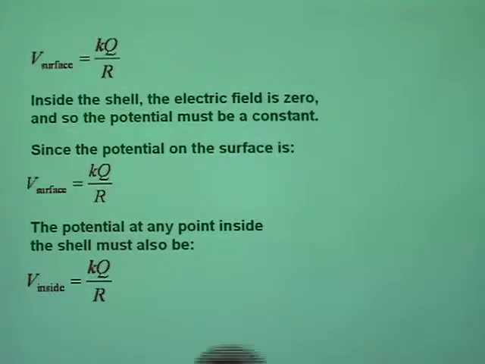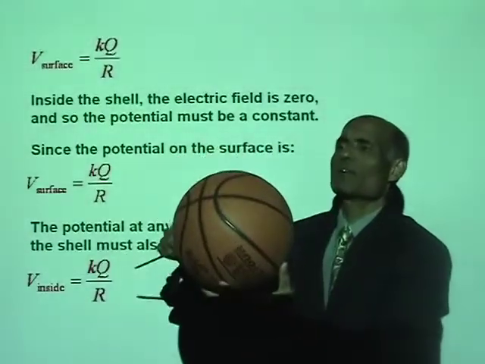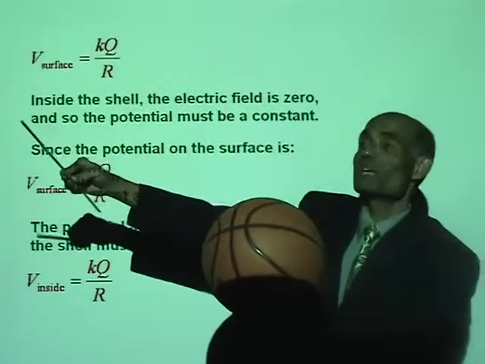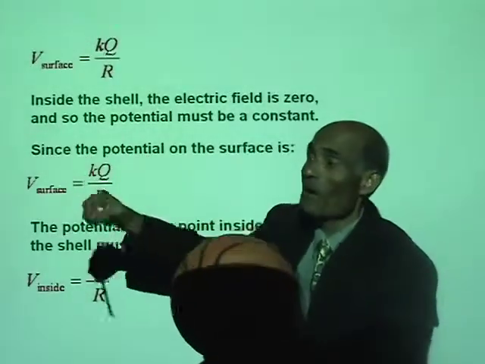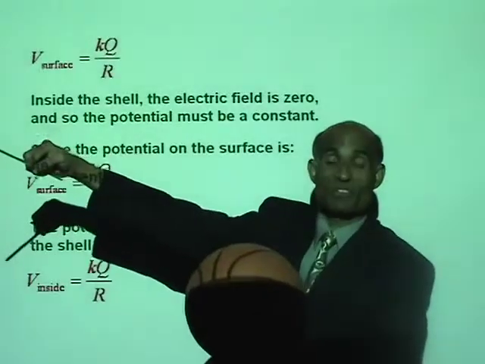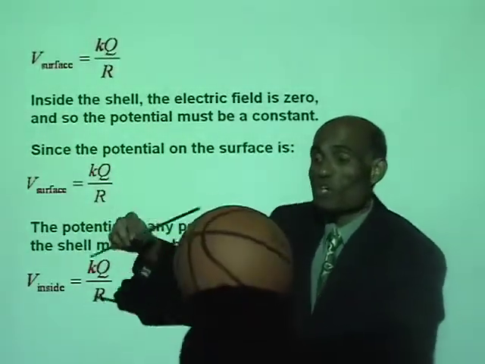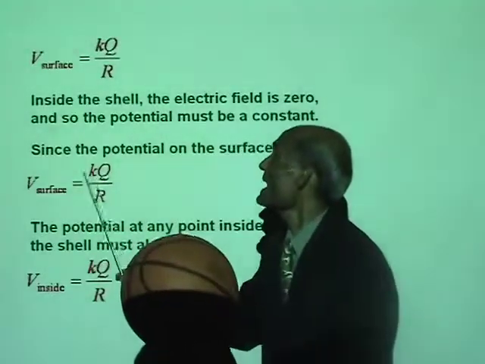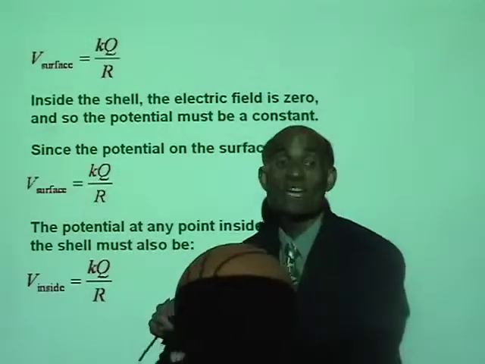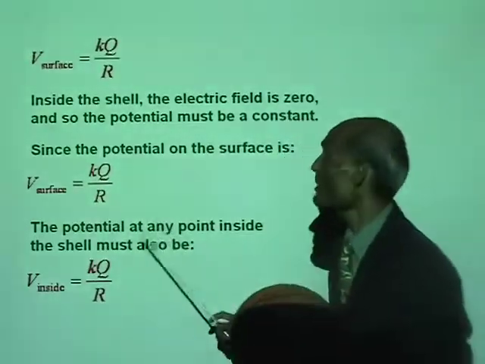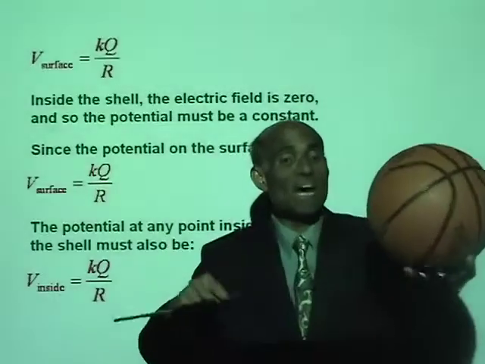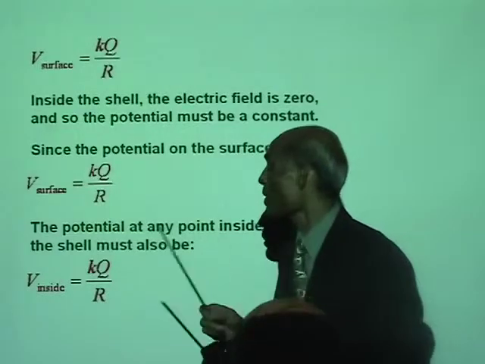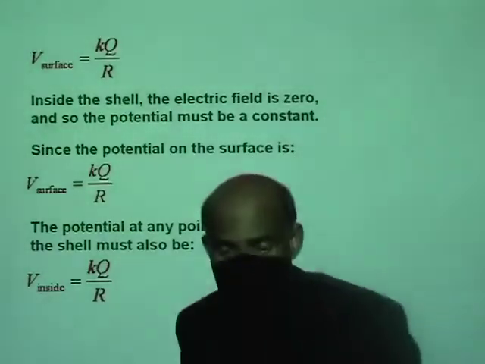You have a charge Q on a shell. The potential at any point outside the shell will be KQ divided by R, where R is that distance from the center. The potential at any point on the surface of the shell will be KQ divided by the radius of the shell. And finally, since the potential at any point inside is a constant, that constant value will also be KQ divided by R.